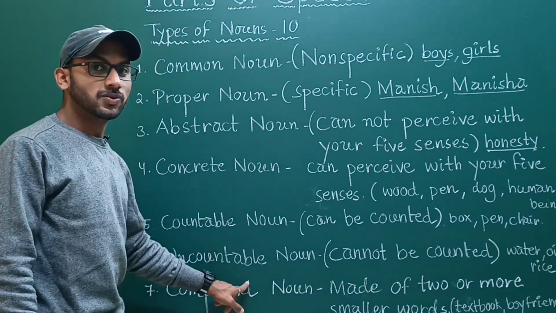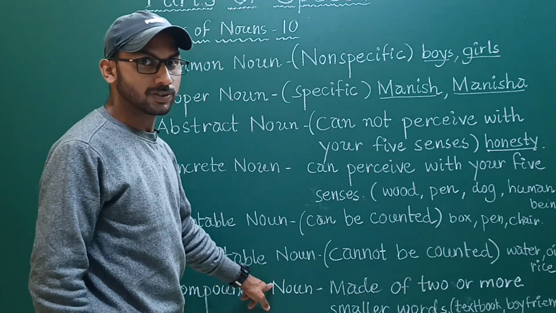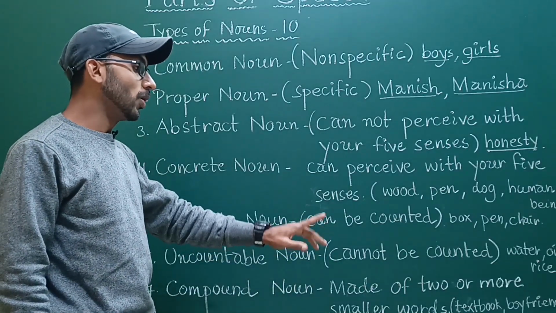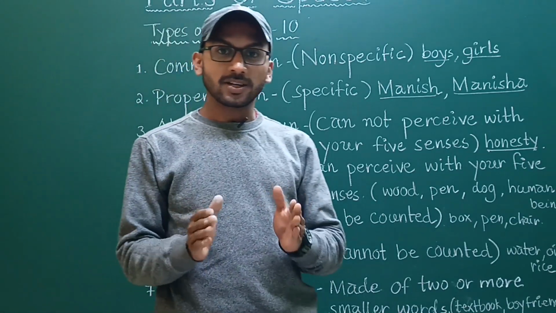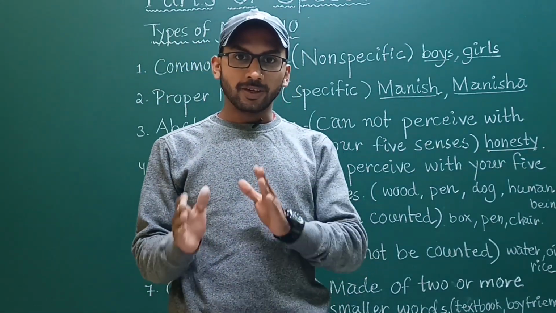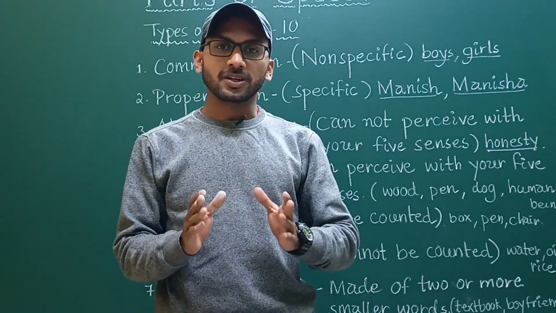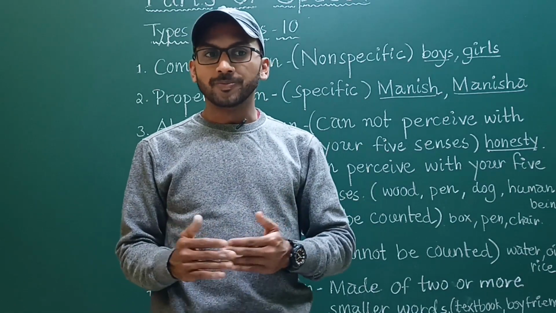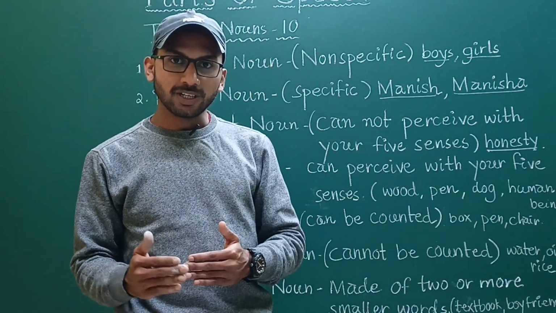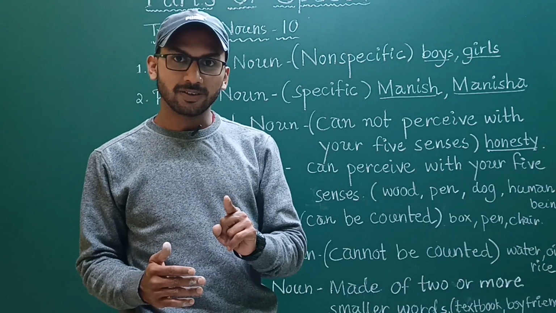So uncountable noun is a kind of noun which can't be counted, such as water, oil, or rice. I can ask you to get me a glass of water. You hear? I can ask you to get me a glass of water, but I can't simply ask you for water, because a glass of water signifies a glass.